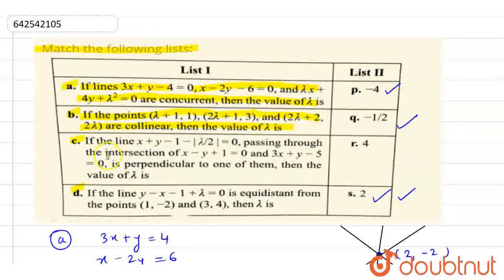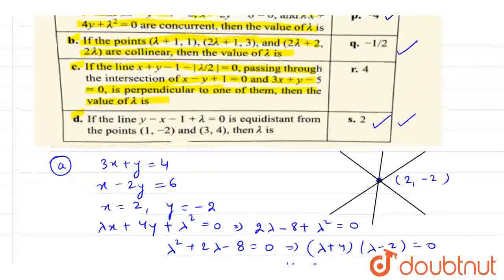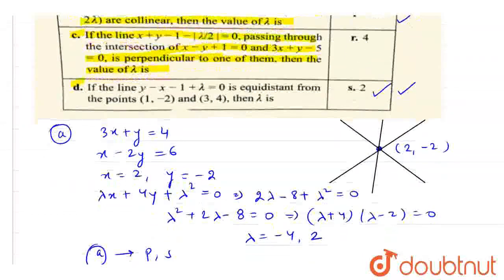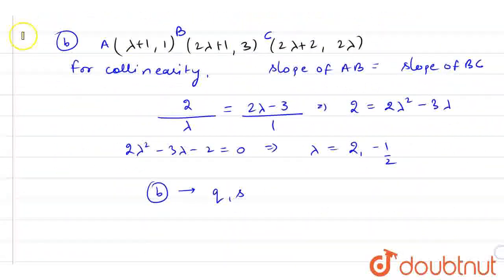If the line x plus y minus 1 minus mod of lambda plus 2 equals 0, passing through the intersection of x minus y plus 1 equals 0 and 3x plus y minus 5 equals 0, is perpendicular to one of them, then the value of lambda is what? So we have my first line as x plus y minus 1.